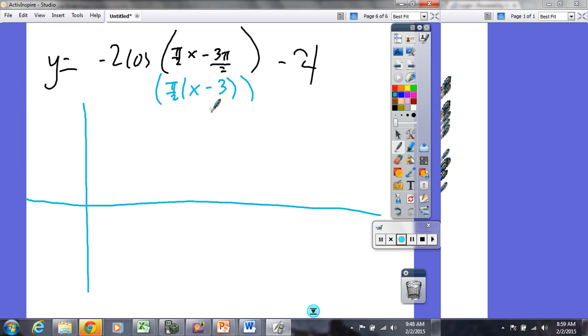Okay, what if this is a plus? What would I do? I'm not going to change it, but what would I do? Shift it to the left.